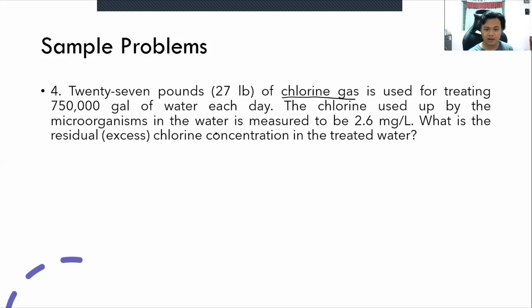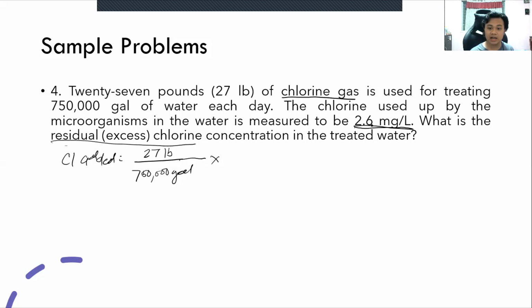So we will be calculating for the residual chlorine. From the chlorine that was added, we will get a concentration of that, and then we will subtract 2.6 from it, and then we will get our residual chlorine. So this is actually easy. We just have to calculate the total chlorine that was added. So Cl added. We have 27 pounds over 750 gallons of water. So we will just convert that until we get the desired concentration in milligrams per liter.